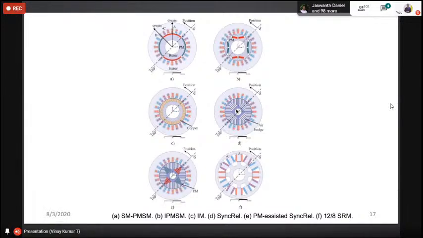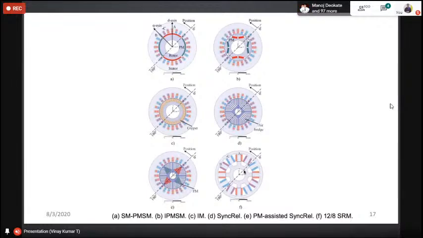Right? This one is called the synchronous reluctance machine rotor structure. No winding on the rotor side, but the air gap is non-uniform. Because of this non-uniform air gap, reluctance torque is entering the picture. Come to here. Permanent magnets are placed on the rotor side. No winding on the rotor side. This machine comes under the permanent magnet synchronous reluctance machine.